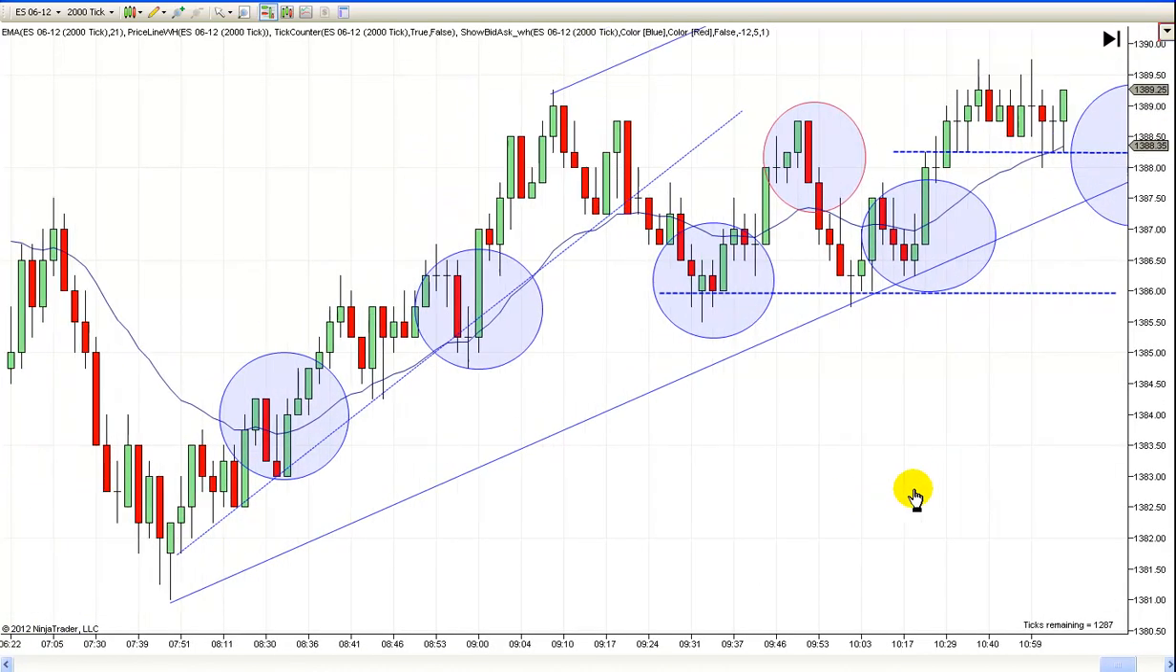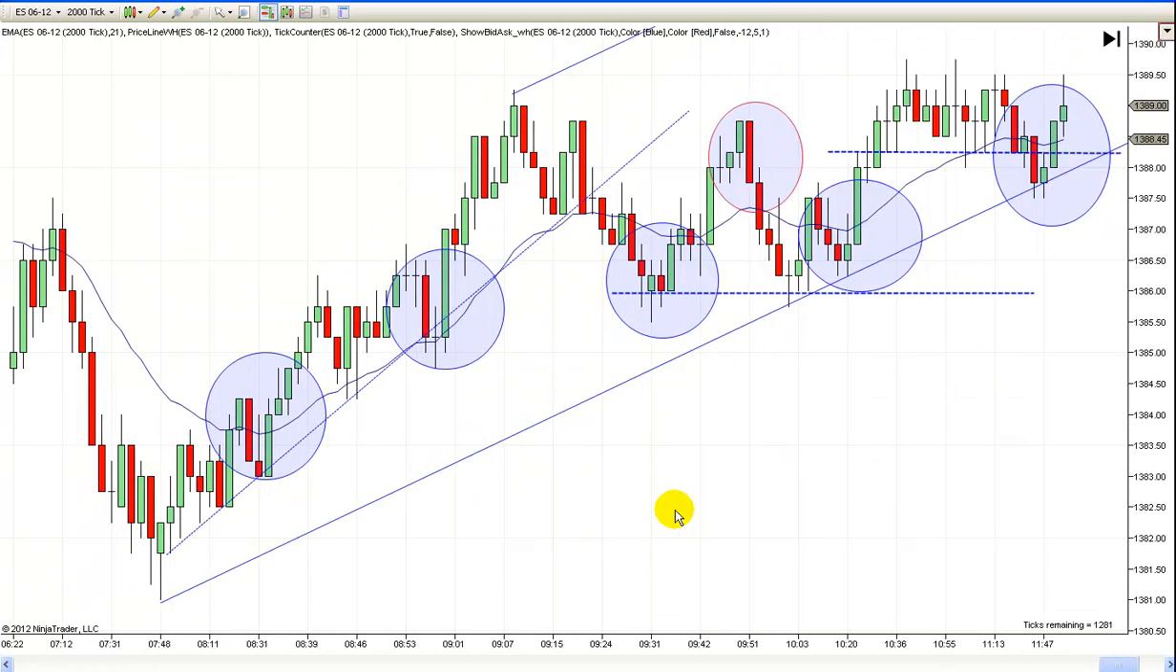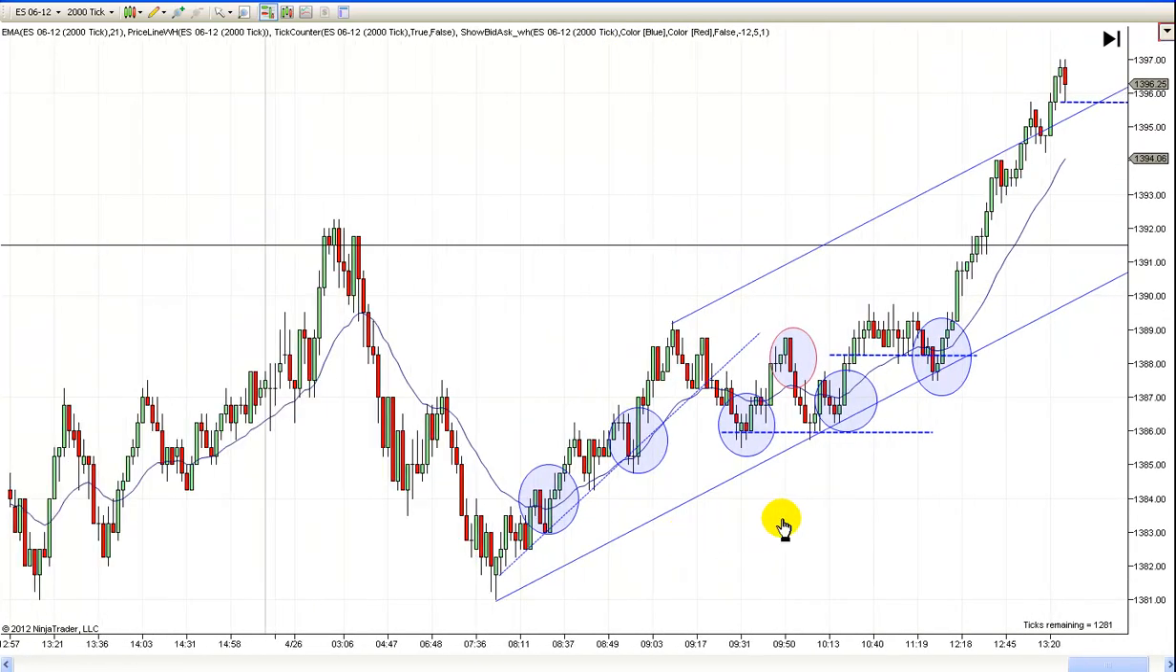But let's talk about our first trade here. We had our first long. At the time, I wasn't sure if this wasn't going to be the trend line for the day, but it turned out just to be a temporary trend line. And let me back out so you can see the bigger picture while we talk about that.